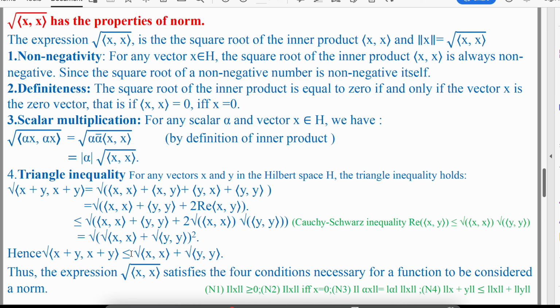So the square root of the inner product of x with x satisfies all the four conditions necessary for a function to be considered a norm. So we have proved the result.